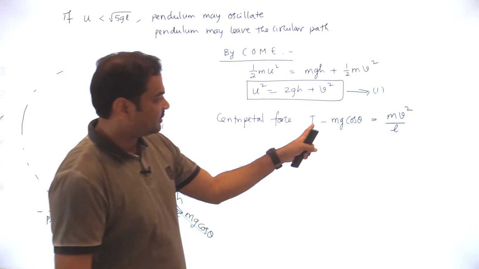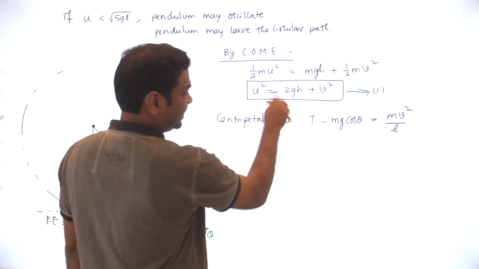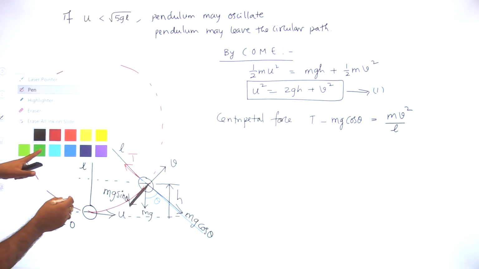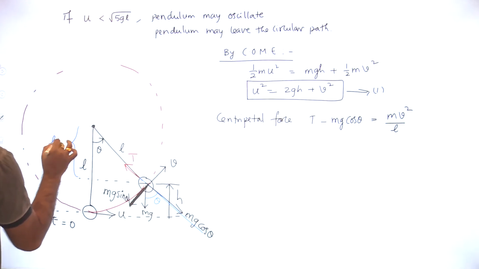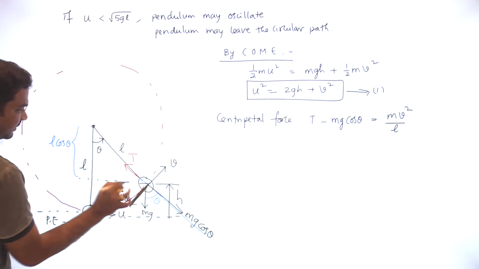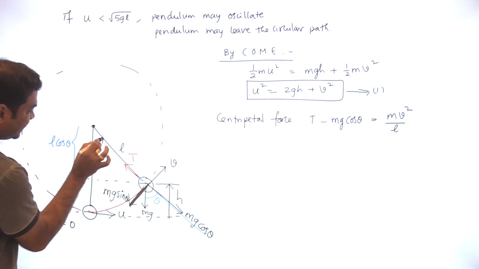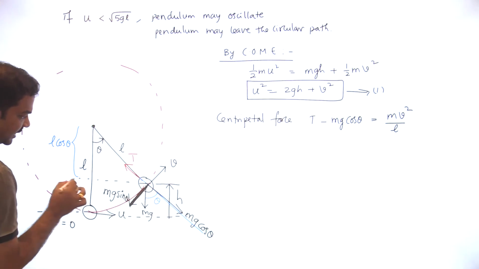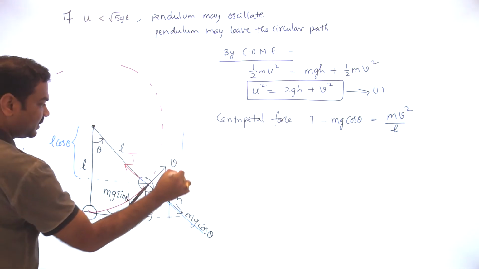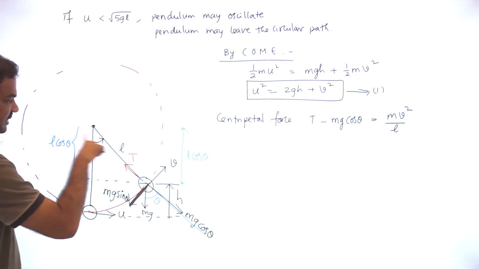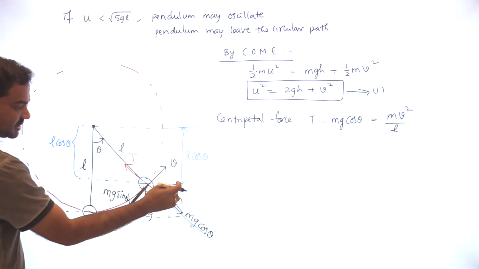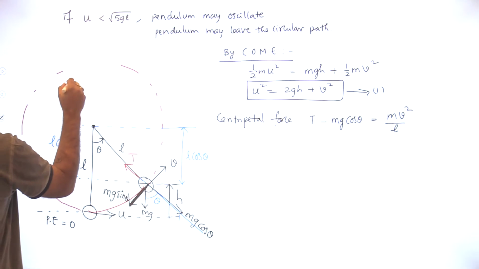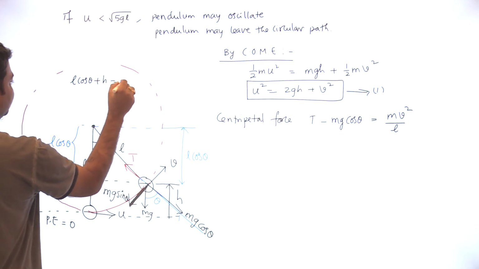But I want to write down the tension in terms of height. I got the v value in terms of height, and I want to write the tension value also in terms of height. So can I say this length is L cos theta? See, if you look at this triangle, the hypotenuse is L, this angle is theta, then the adjacent side is L cos theta, and this is height h. This length is L cos theta from the center, and this is h. L cos theta plus h should be equal to L.